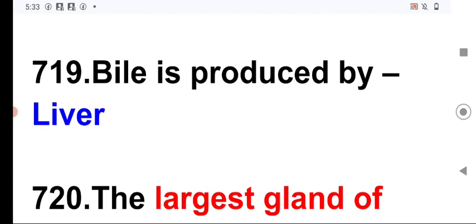Next question. Bile is produced by the liver, a green liquid which is essential for the emulsification of fat, after which the lipase enzyme acts on the lipid and converts it into glycerol and fatty acid. So we should know bile is essential for emulsification of fat, and it is not an enzyme important for the process of digestion.